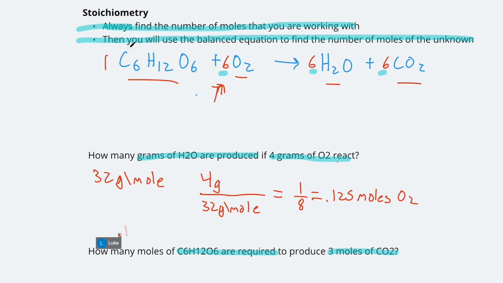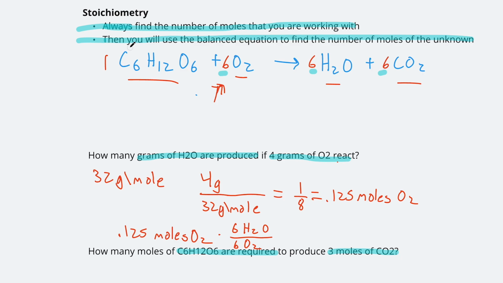So we do 0.125 moles of O2. And then the method that you do is you multiply that by the coefficient of whatever you're trying to find. So the coefficient of H2O, because that's what we're trying to find. So that would be 6 for H2O. And then you put that over the coefficient of what you're working with already. So over 6 for O2. So that's because both of the coefficients are 6.